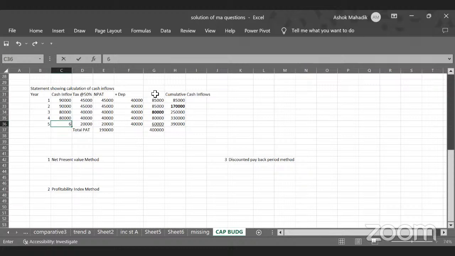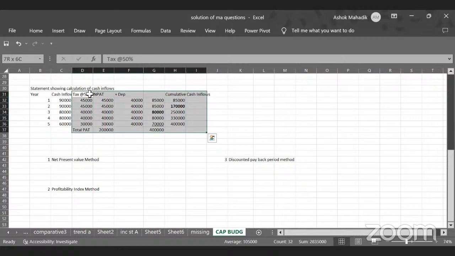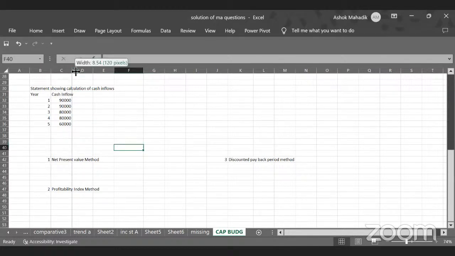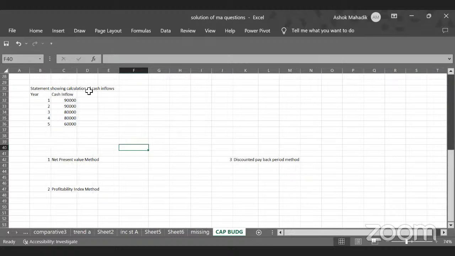You must be very good at using the keyboard. So the first column is your cash inflow. We had already calculated cash inflows in the previous table, so you can directly use those values. You need not do the calculation again. The second column will be present value factor. I call it PV factor.